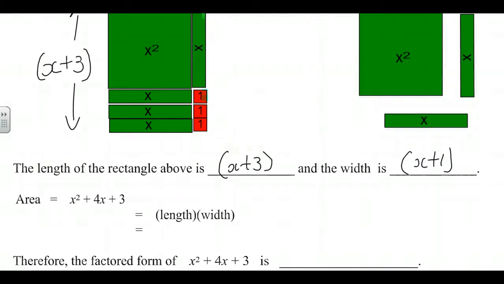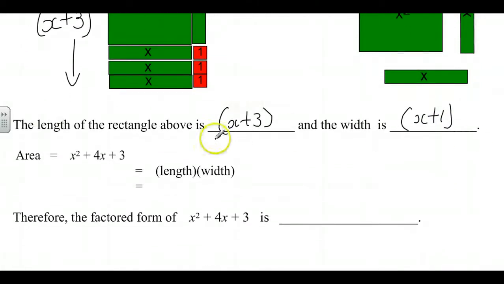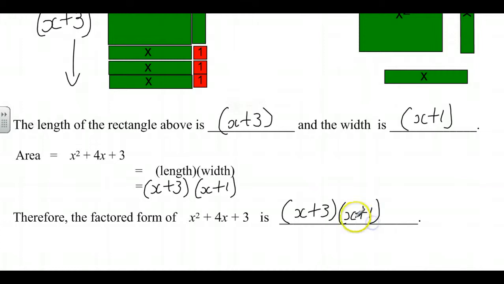You normally wouldn't necessarily write the binomial in brackets, but I want to do that because I need to write this as a product. x plus 3, x plus 1. That's the factored form. So we get x plus 3 times x plus 1.